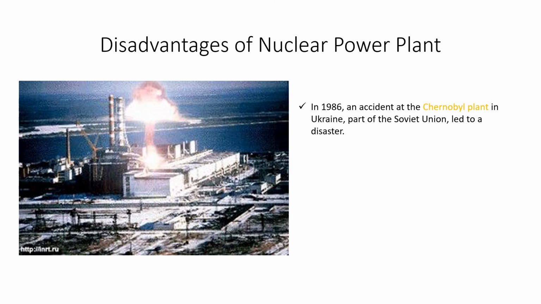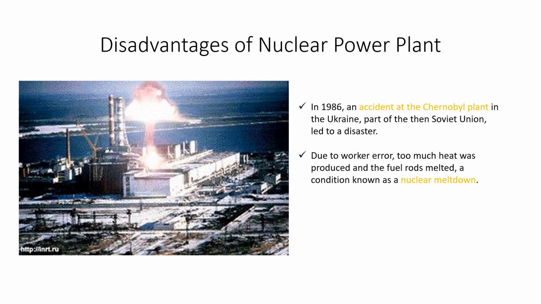In 1986, an accident at the Chernobyl plant in Ukraine, which was part of the Soviet Union, led to a disaster. Due to worker error, too much heat was produced and the fuel rods melted, a condition known as a nuclear meltdown. Part of the plant exploded and radioactive dust was released into the air.